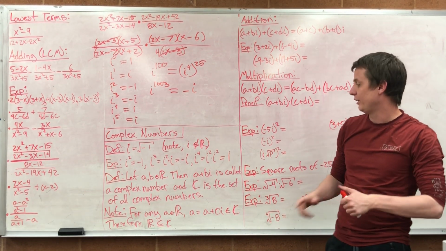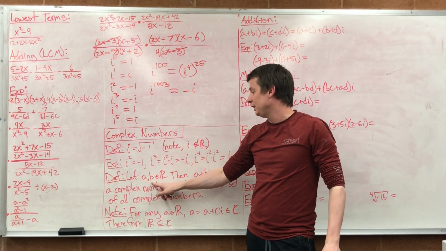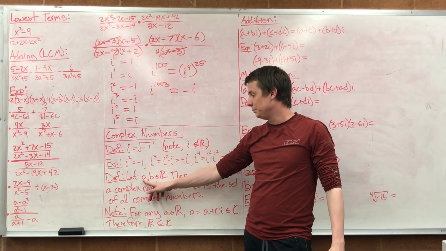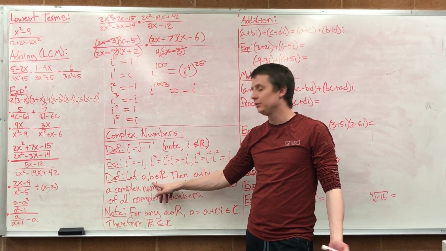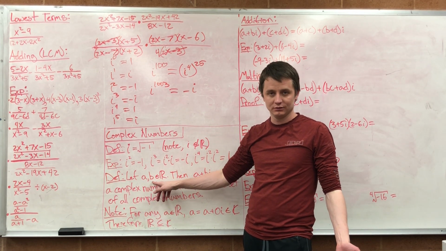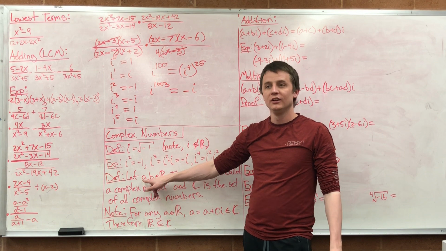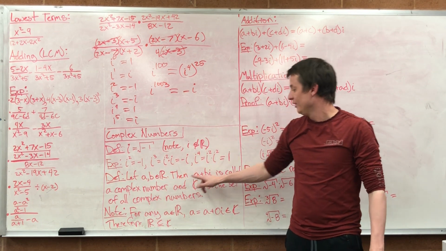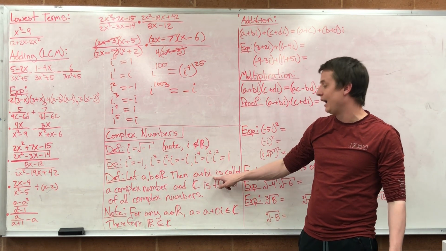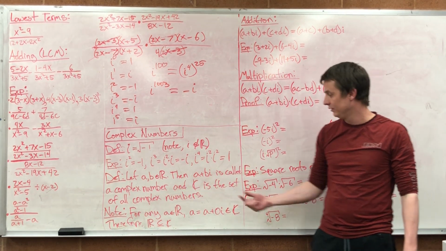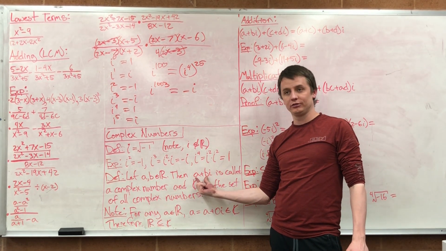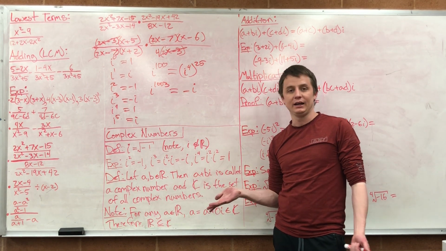So, now to our definition of a complex number. Let a and b be any real numbers. a could be pi, b could be 2. a could be 17, b could be negative 2,467. They're just any two real numbers. Then a plus b times i is called a complex number. What's a complex number? It's two real numbers where one of them is multiplied by i.